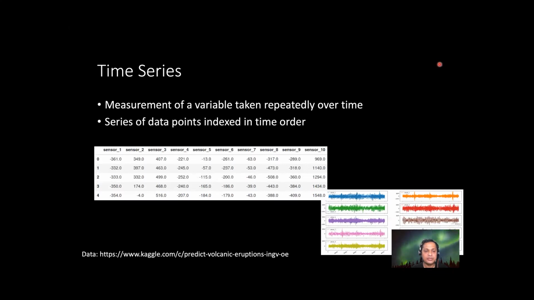In time series, we capture the value of a variable repeatedly over time, resulting in a series of data points indexed in time order. The most important characteristic of time series is that the value of a variable at any particular instance of time is dependent on the values from the previous instances. That is, there is a natural temporal ordering in the data.